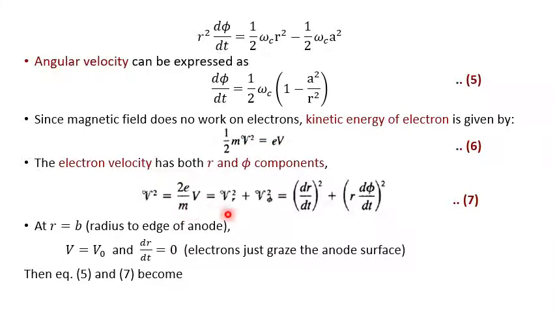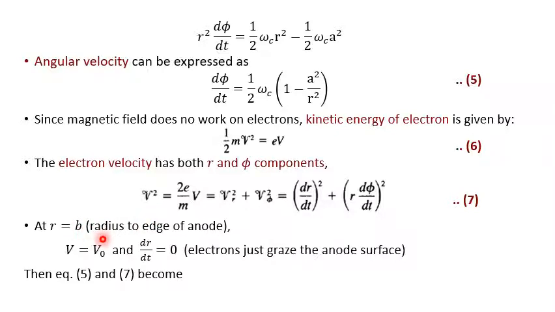Okay, and we know that it has an r component and phi component. So the r component of velocity you can also write as dr by dt, and the phi component of velocity you can write as r into d phi by dt. Okay, so now we are going to look at the condition when r is equal to b.